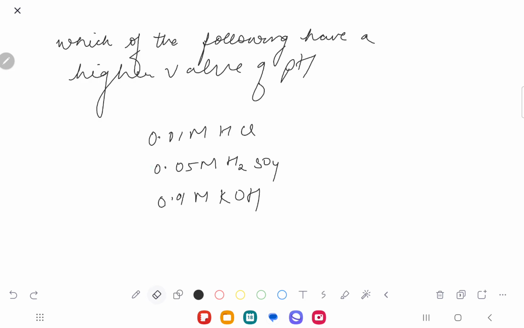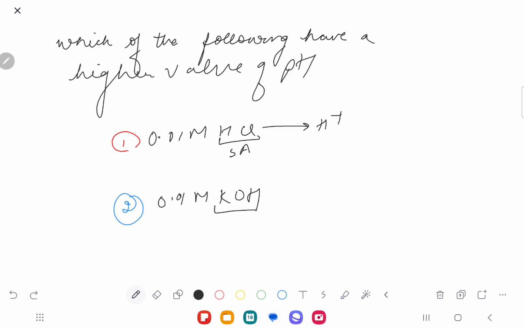So what basically happens is, people don't realize that HCl is an acid and KOH is a base. When HCl is an acid and KOH is a base, what do you think it would mean? So HCl is a strong acid, and KOH is a strong base. So HCl is going to give me H plus and Cl negative. Are you understanding?